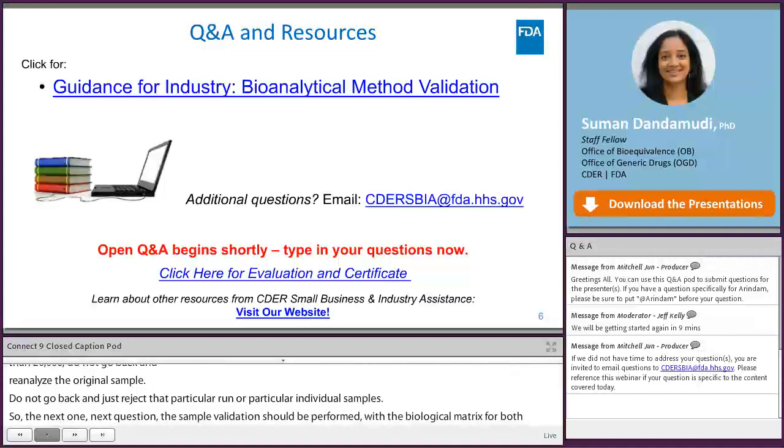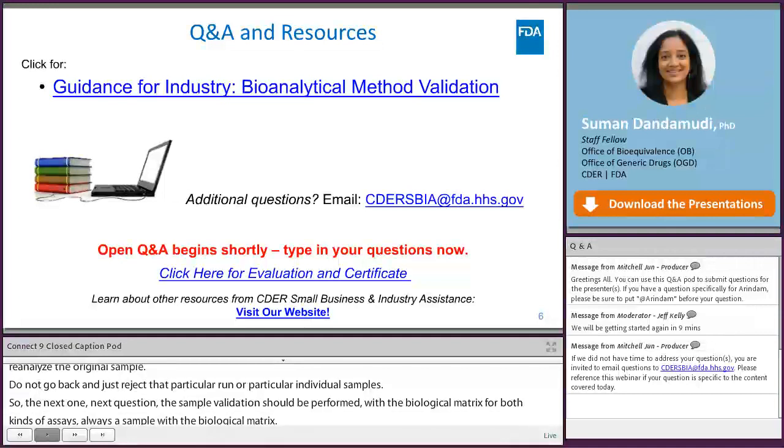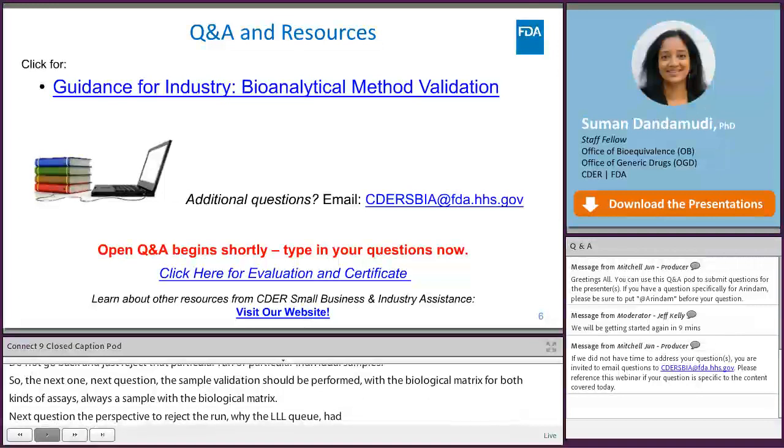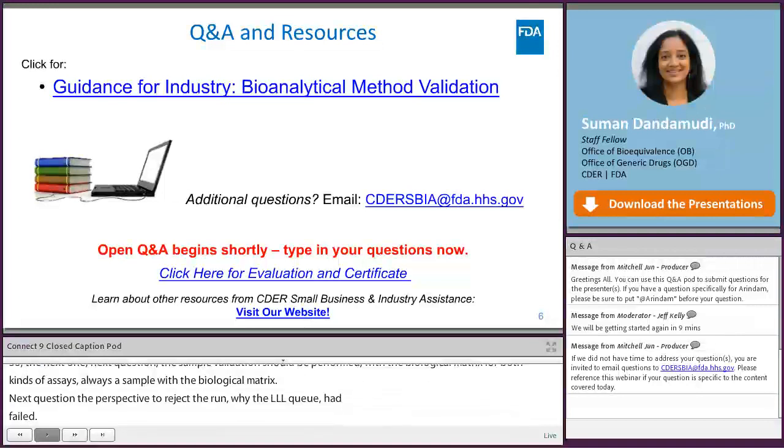Next question. What is the FDA's perspective on rejecting the run when either the LLOQ or ULOQ has failed? CROs shall select the next higher calibrator as the new LLOQ, or the next lower point if the ULOQ fails. In some cases, the CROs reject the run. It depends upon what's in your SOP.